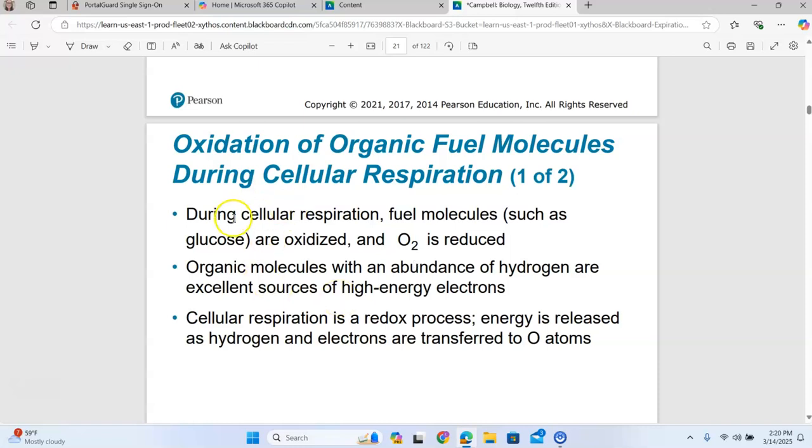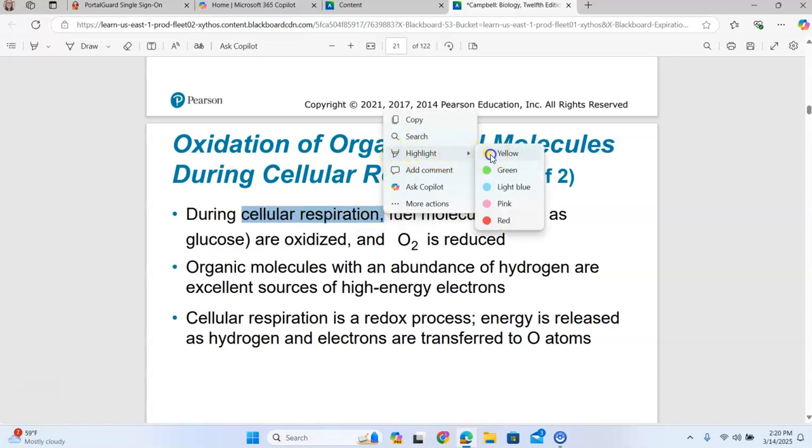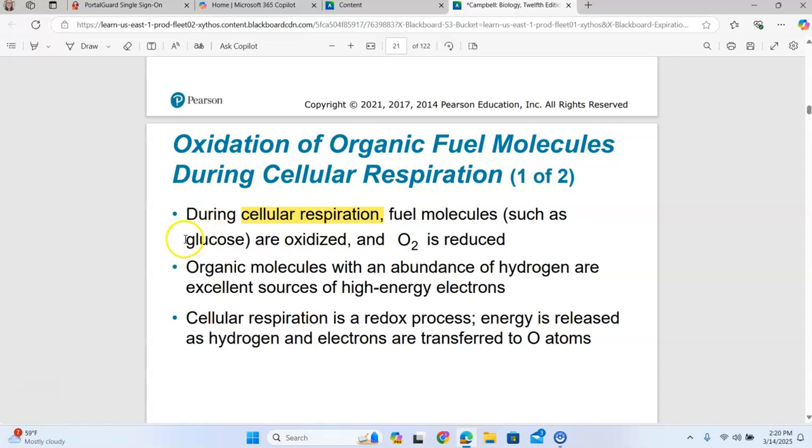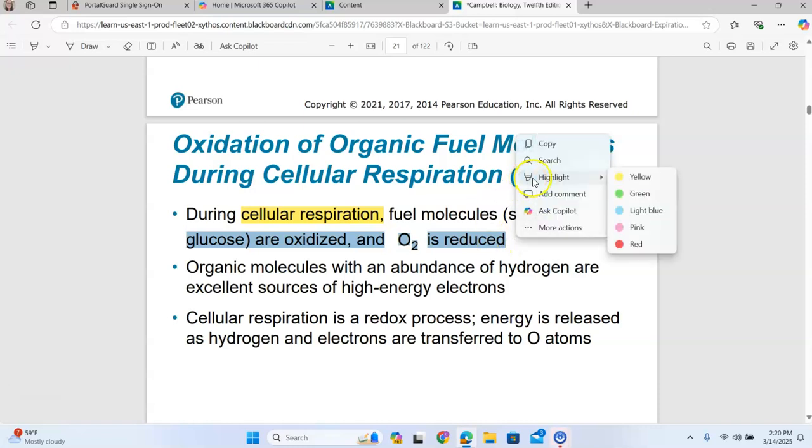So during cellular respiration, glucose is oxidized. In other words, glucose loses electrons, and then oxygen gas is reduced, so it gains electrons.